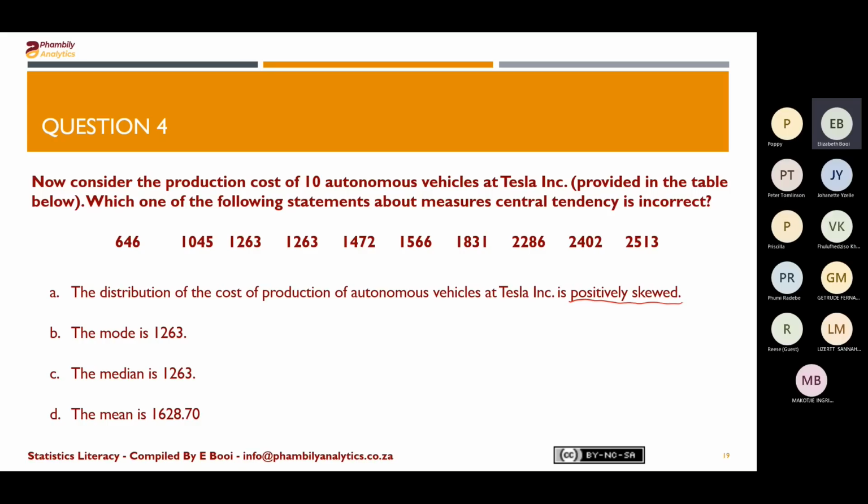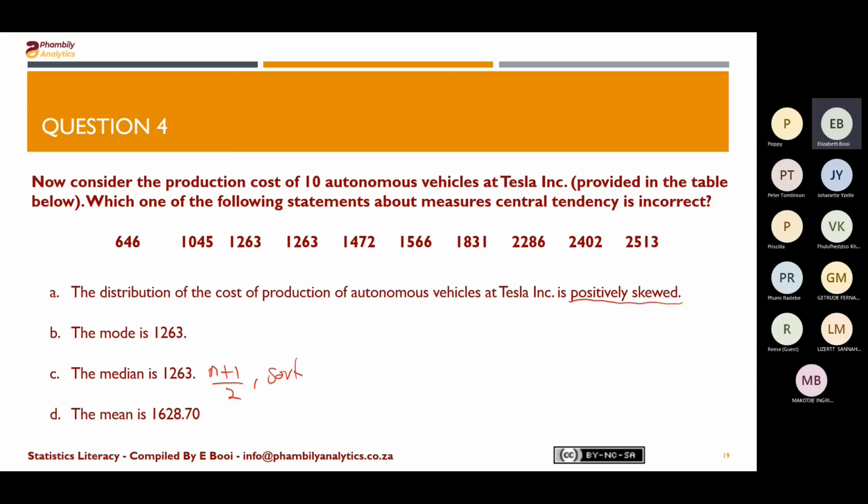Number B, they are asking if the mode of this data set is 1,263. You will have to go to this data set and look at if there are any number that appears more than the other numbers, and then select that number. The median, you will first have to find the position n+1 divided by 2, and then go and find the median value. And the median value will be 1,263. Therefore, it means before you do that, you need to sort your data as well.